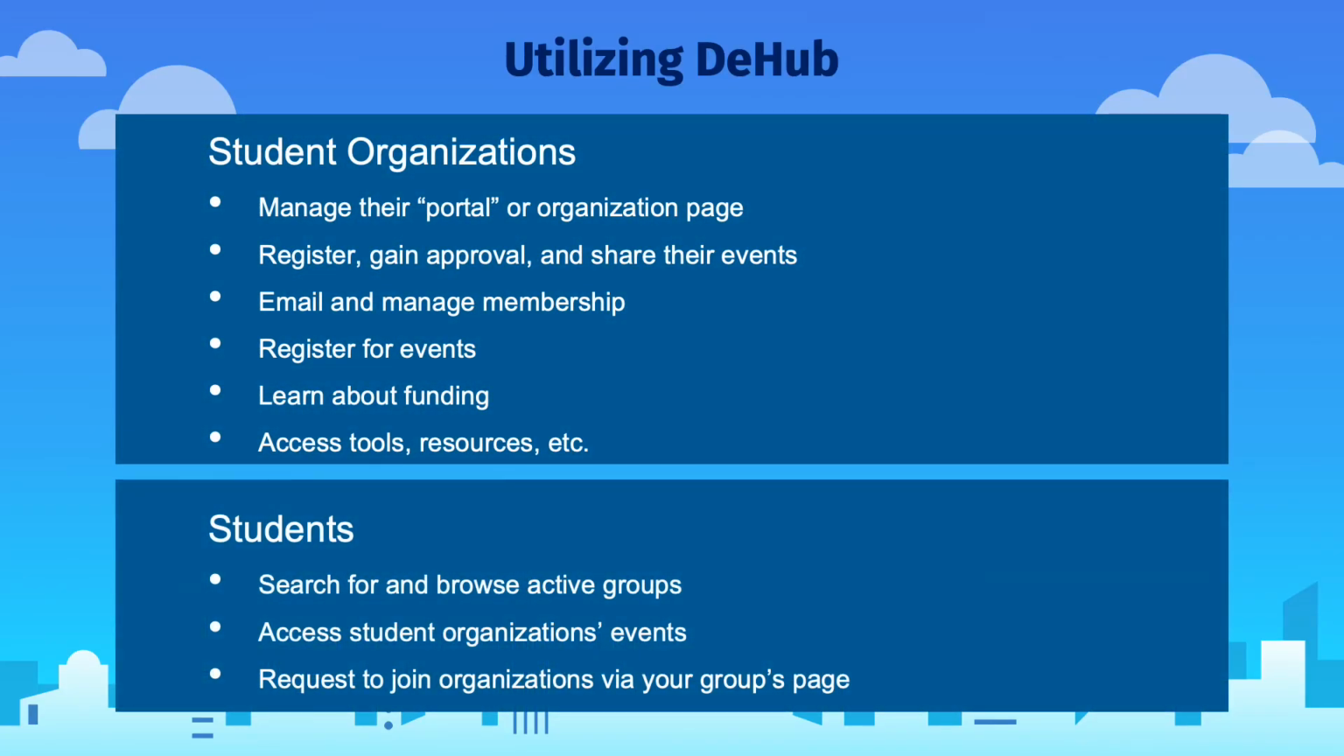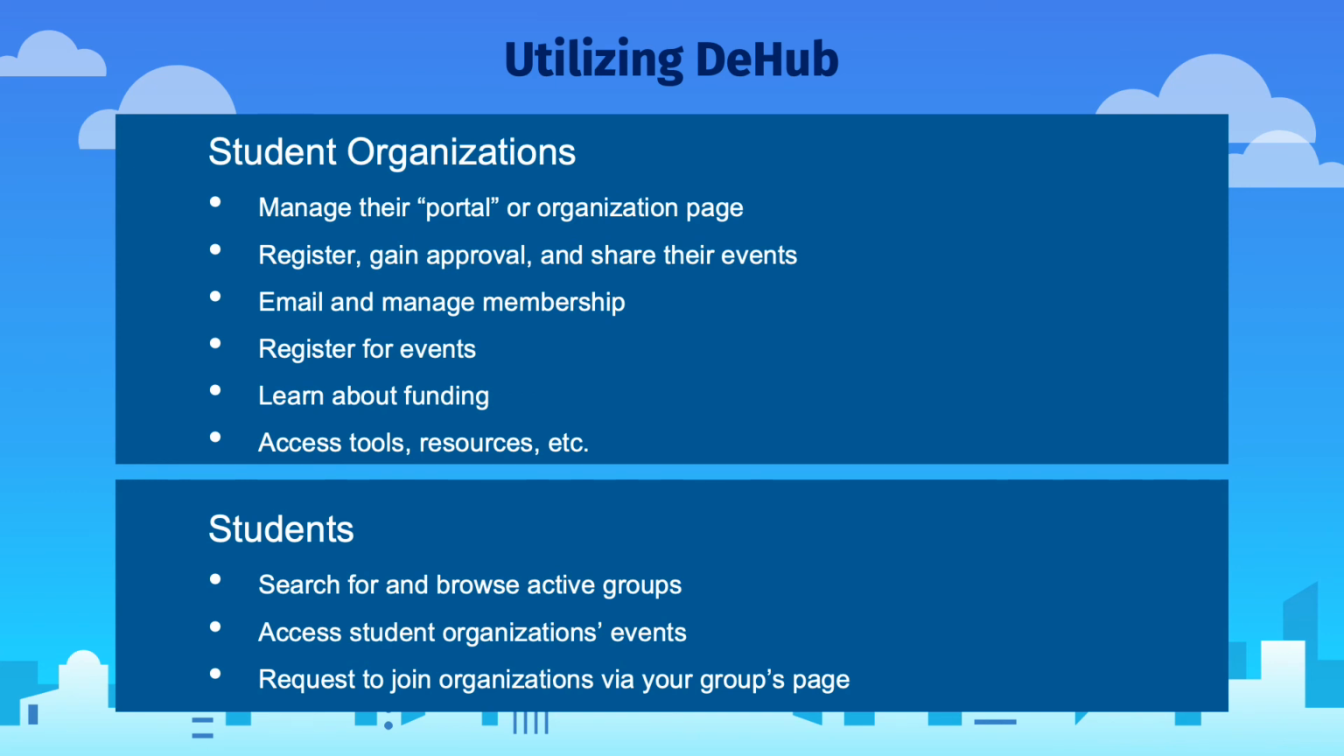DHub is the platform for student organizations and departments to utilize as a hub for their information and a great space to share about your group with interested students. On DHub, you can access your group's page. On your page, you can register your events, and once approved, they will be available for the general student body if desired. You can email your membership, which you can directly manage as an officer of the page. Additionally, you can register for events that you are interested in. Through DHub, you will have access to learn more about funding opportunities and access the various tools, resources, and guides the Office of Student Involvement has put together to help your group run successfully.